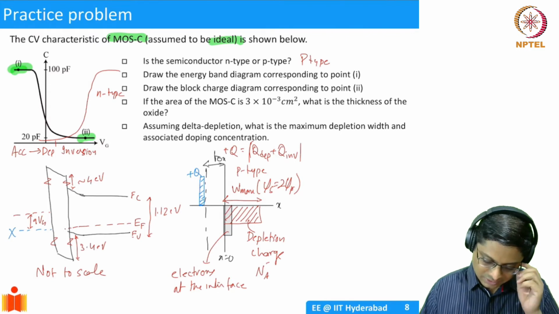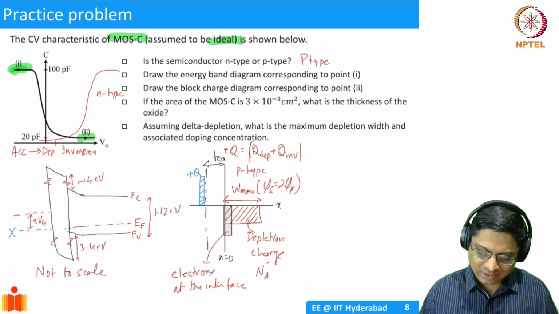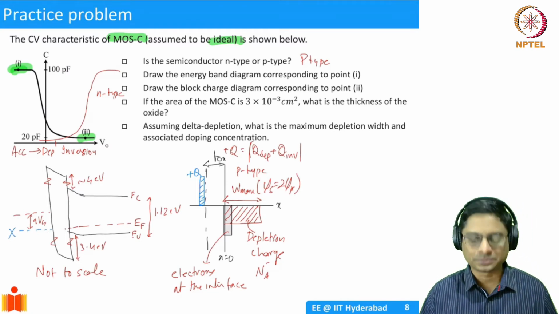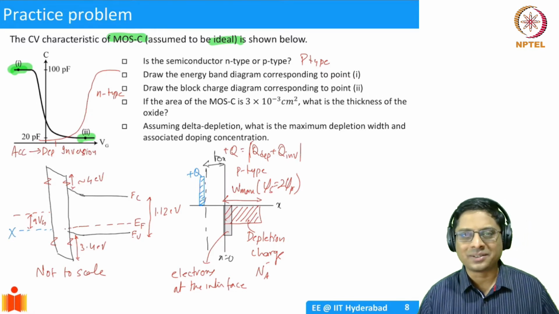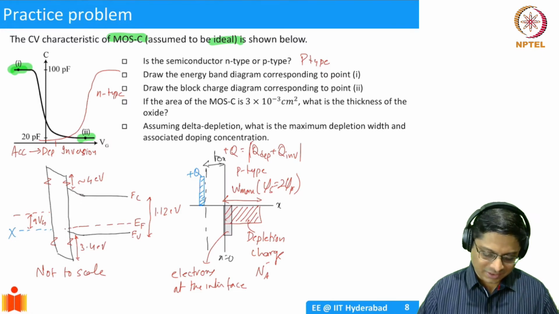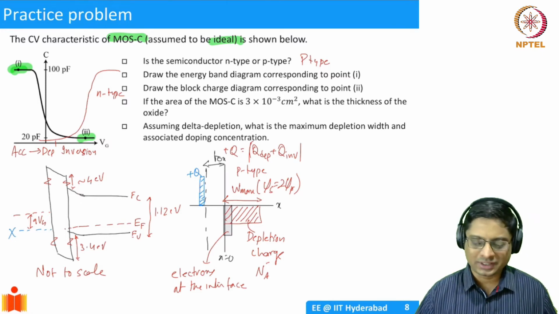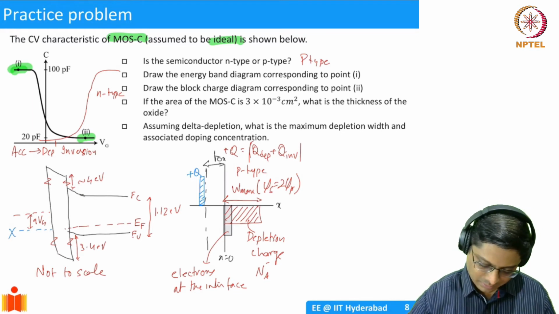How about the next part? If the area of the MOS capacitor is 3 into 10 power minus 3 centimeter square, what is the thickness of the oxide? Why are we given area? Okay. So, well, the reason for that is we know what is oxide capacitance, right? Because we know what is the C in the accumulation. So I'll put it here in the last part.